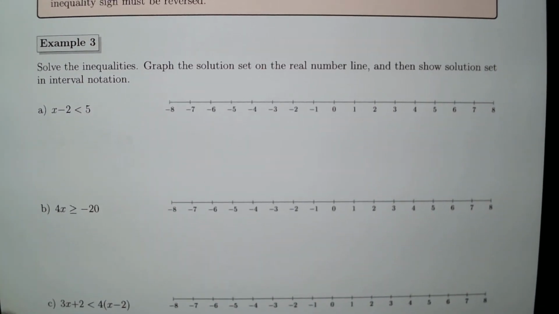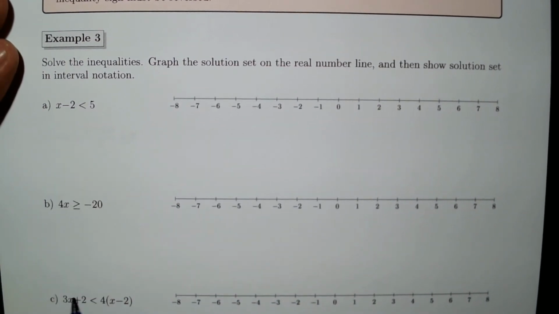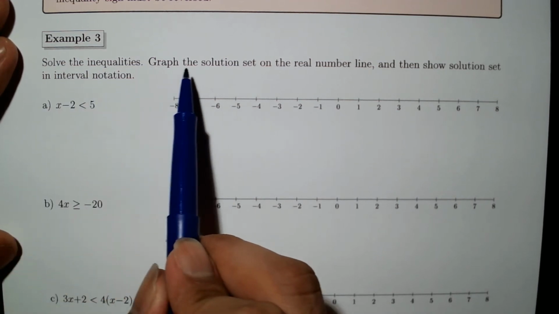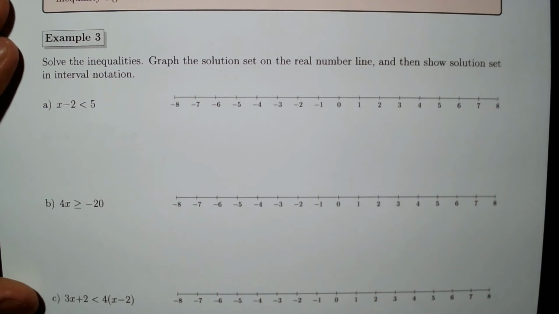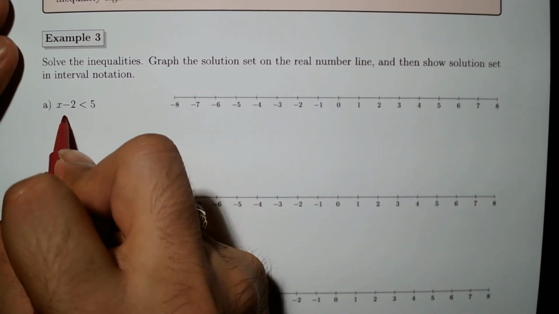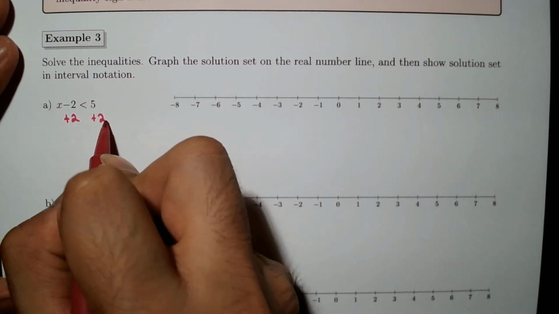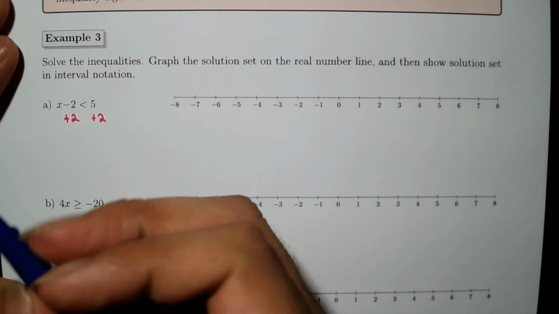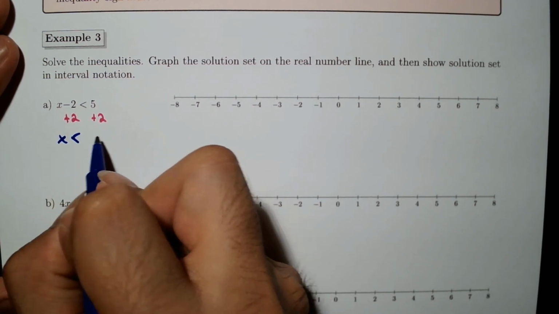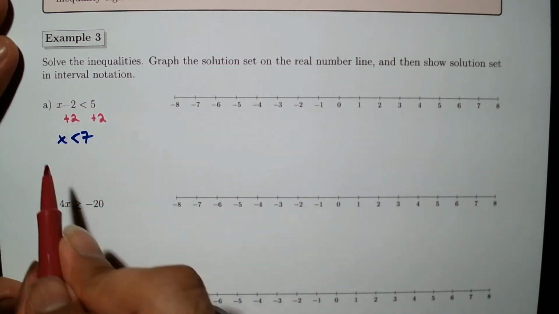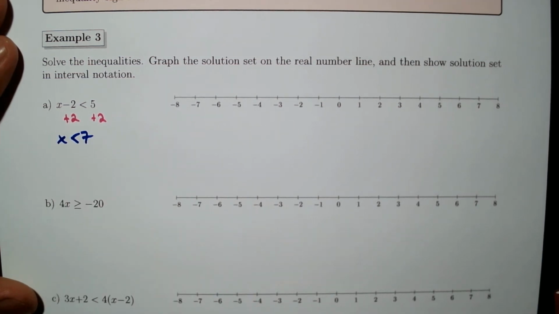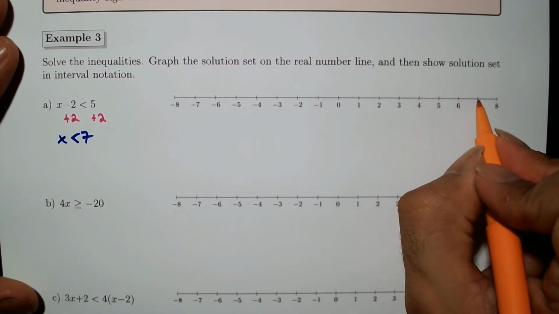Okay, let's solve the inequalities. Let's do easy first. Solve inequalities, graph the solutions in a real number line, and then show the solution set in interval notation. Okay, so there's only one thing we can do here, which is add 2 to both sides. That's going to give us x less than 7. Alright, so we are going to look at the number 7. The number 7 is over here.